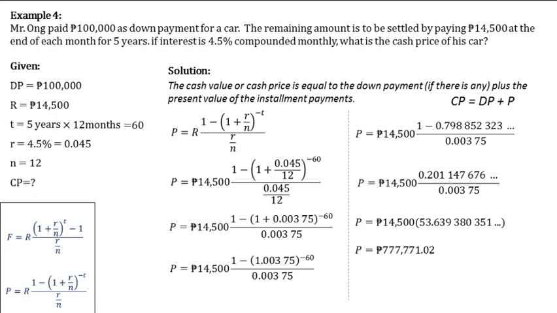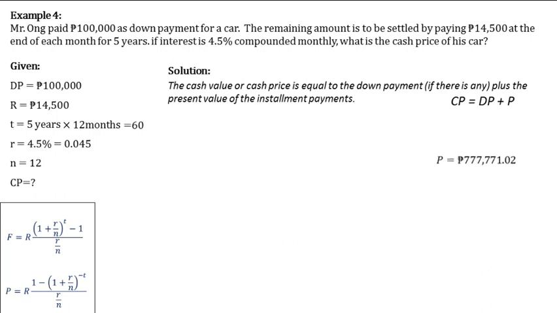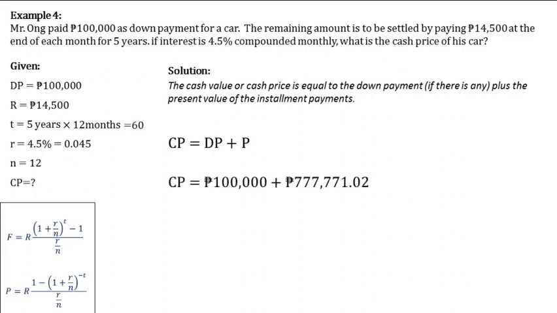So, the present value is 777,771.02. So, that is the present value. What we are looking for is the cash price. So, the cash price is the down payment plus the present value. So, the down payment of 100,000 plus the present value we got, 777,771.02. So, that is 877,771.02, the cash price of the car.